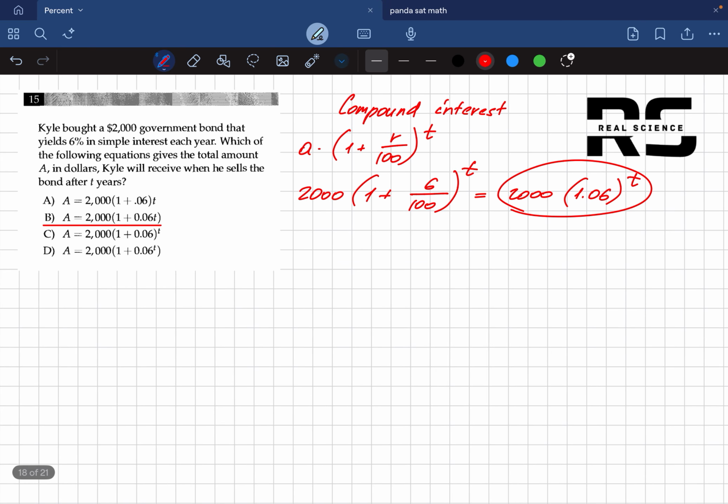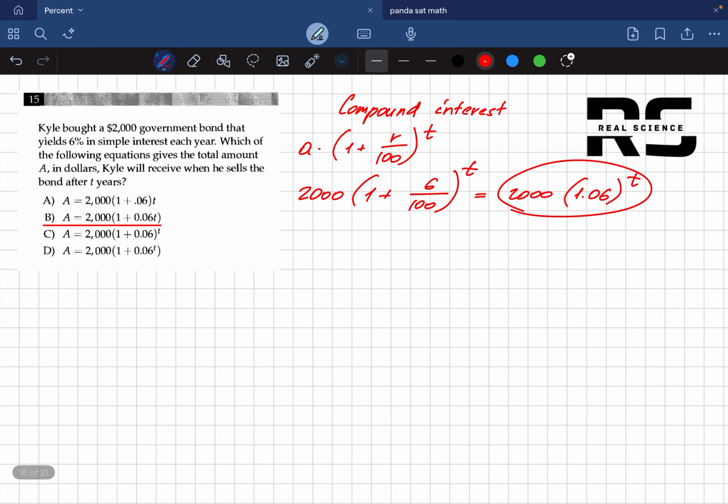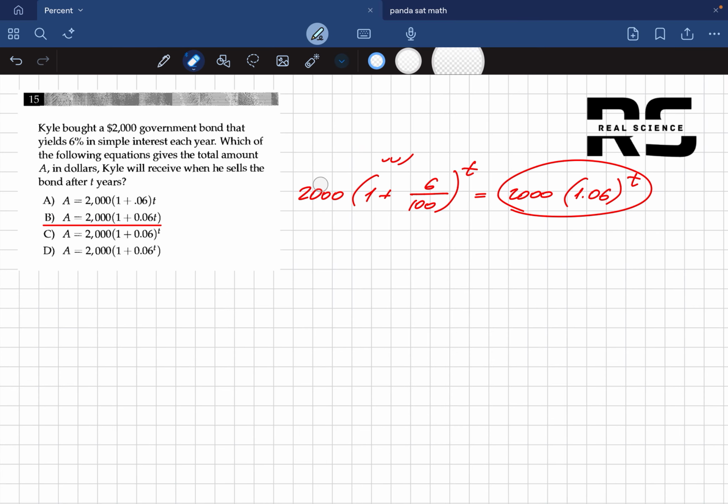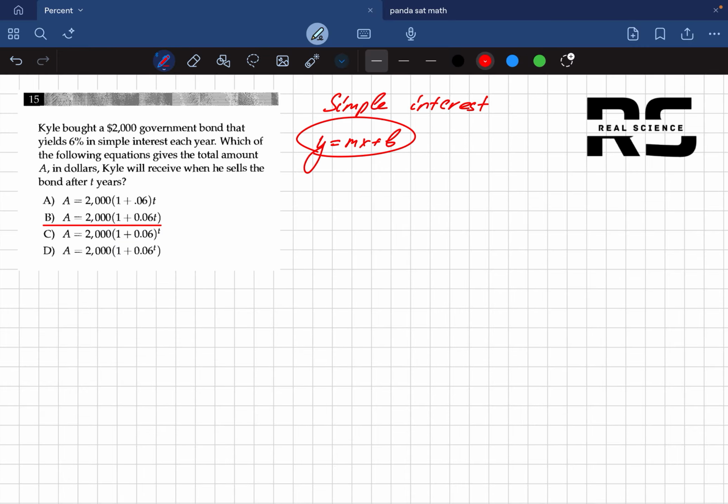Well, in this case, I made a mistake. It should be something like this. It is simple interest. Sorry guys. This is not a compound interest. We didn't need to copy that. It is a simple interest. So for simple interest, we use a different formula. This is just the formula of mx plus b for a linear function.